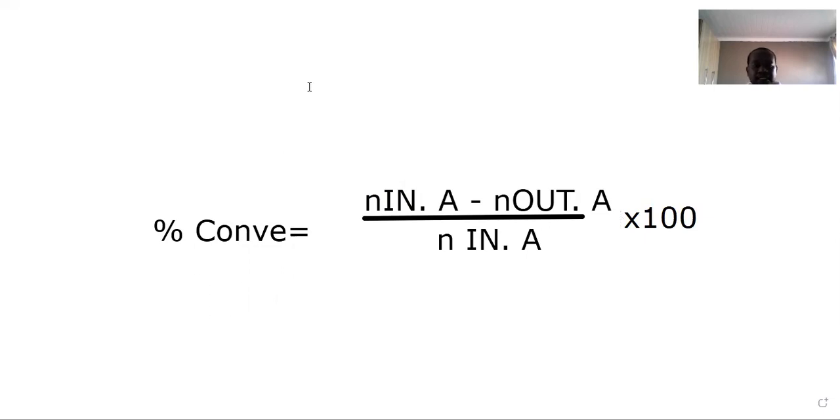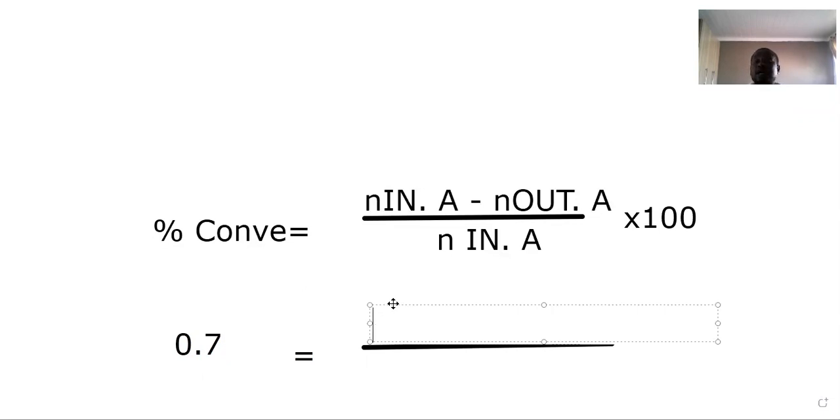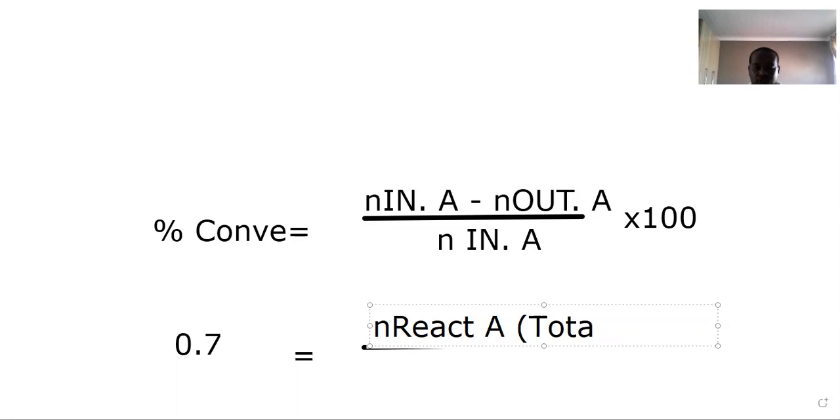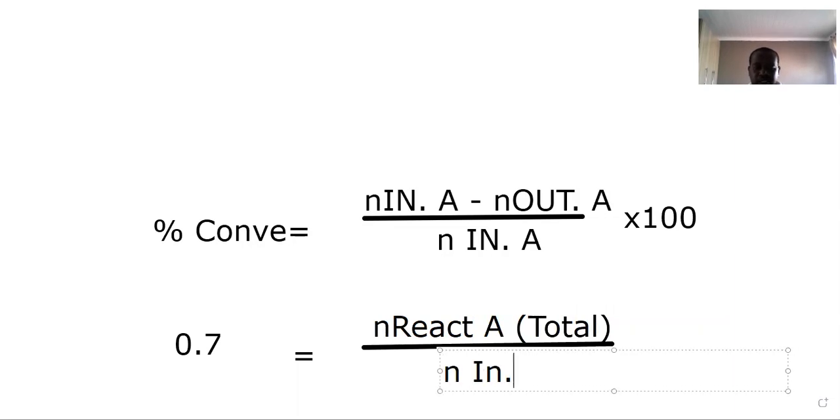Now, if you don't want to multiply by 100, then you will write the equation as follows in the second line. We're going to write the conversion as a fraction, which is 0.7 because we divided by 100. So 0.7 will be equal to the number of moles that came in minus the number of moles that came out of A. If you write that in reaction format, that will be the number of moles that came in of A minus the number of moles that go out of A, which is N reacts A. And it is important to denote that this is the total amount, and that will be divided by the number of moles that came in of A. Are we still together? All right, thank you.